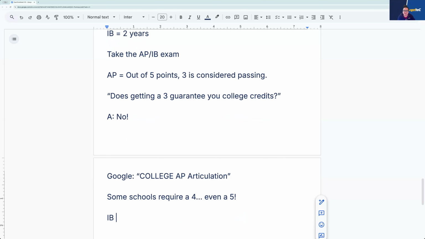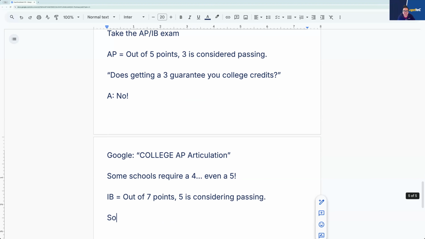And for the IB exams, for those who are in IB, this is out of 7 points, and 5 is passing. Same thing, it's considered passing. Some schools, though, require a 6, even a 7 to actually get the classes to transfer into the college itself. So keep that in mind.